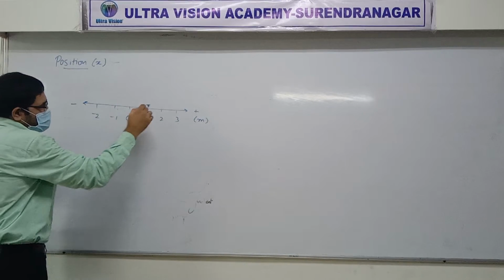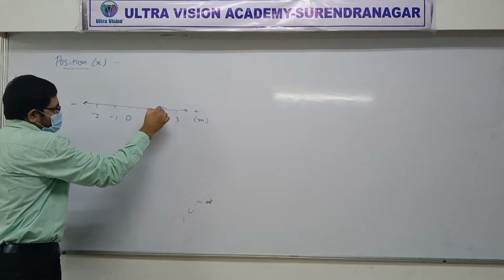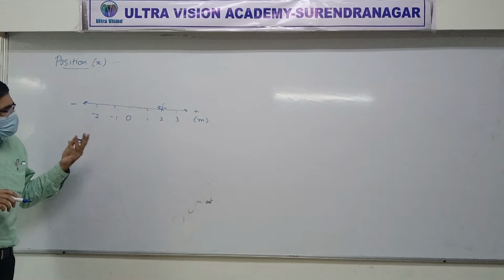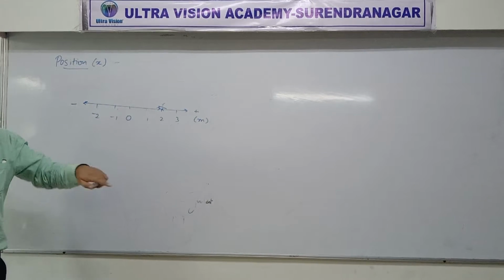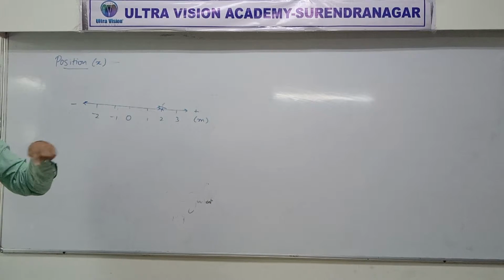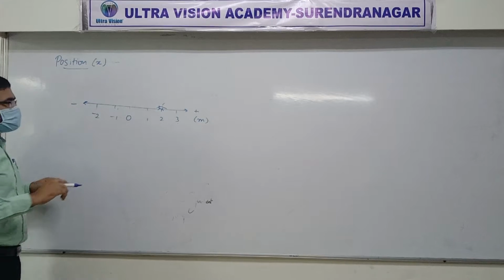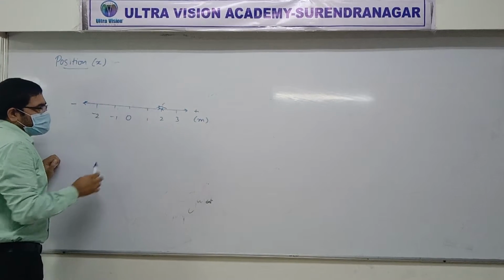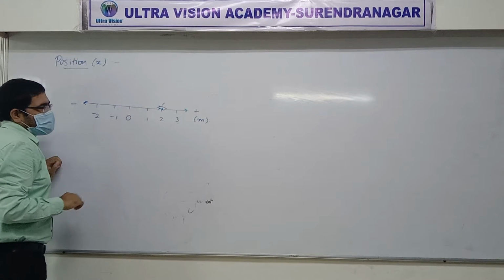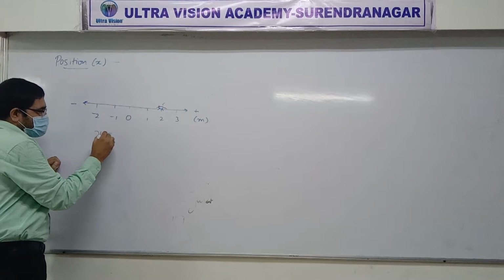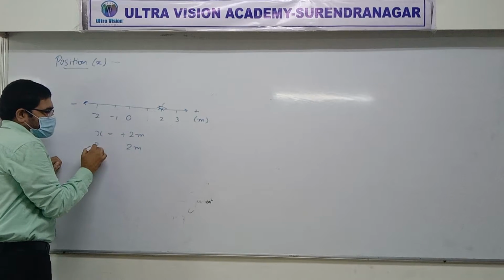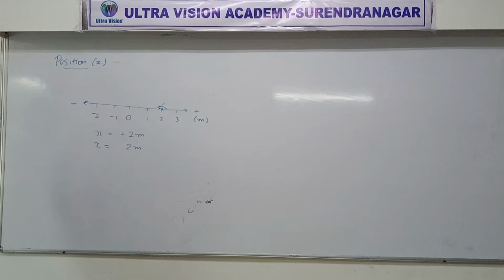If some object is here, let's say there is a little ant. Suppose you go home and observe how an ant is moving. You would have seen that ants often move in a straight line. Have you noticed that? So let's say you are observing some ant. This is where the ant was, so you would say that the position of the ant is x equal to plus 2, or simply 2 meters. Whether you write plus 2 or 2, it's fine.